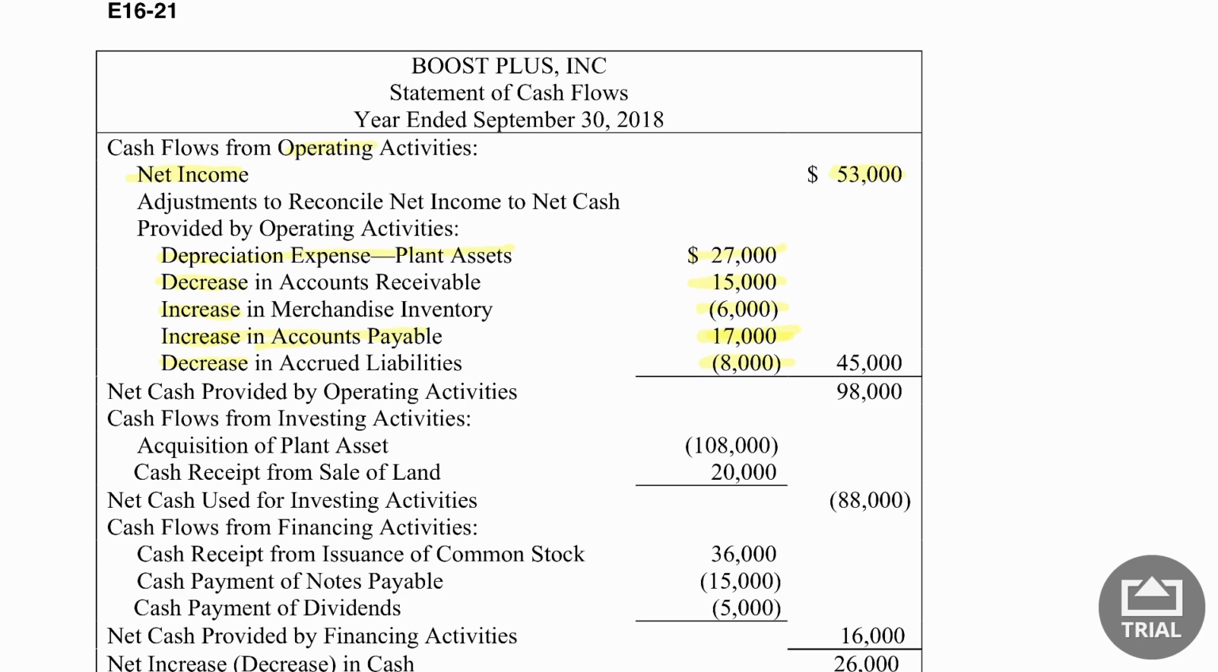Then we go into notes payable, common stock, and retained earnings. None of those are current assets or current liabilities, so we skip those. Okay?